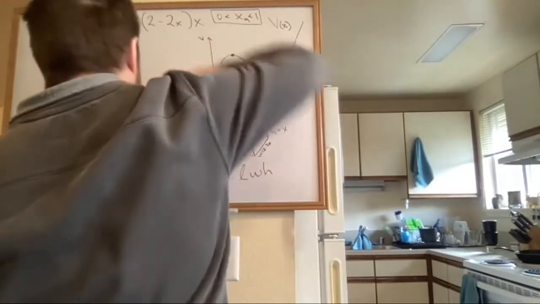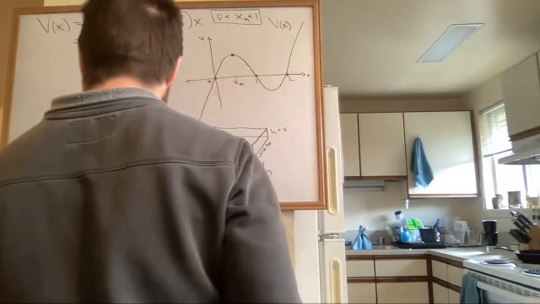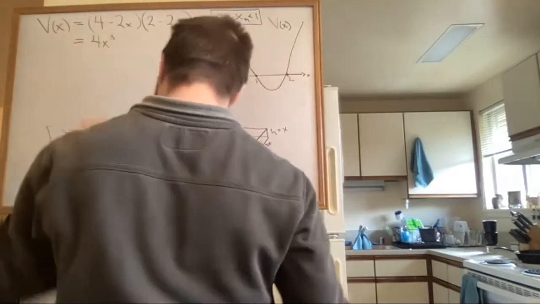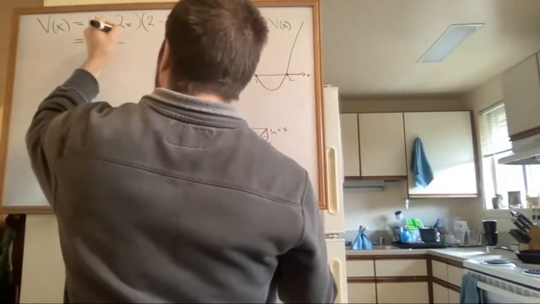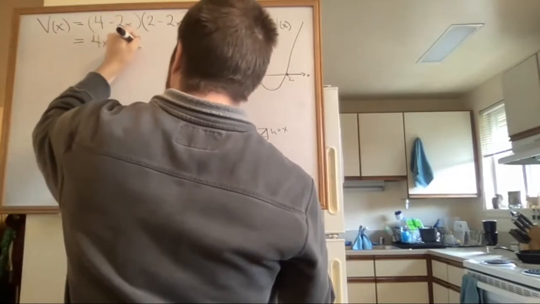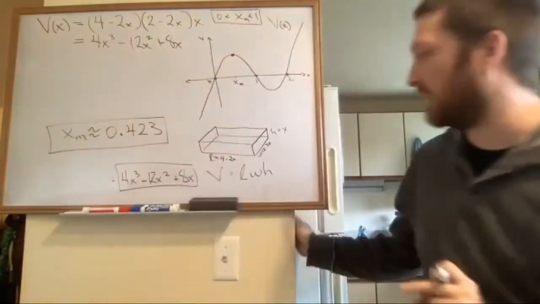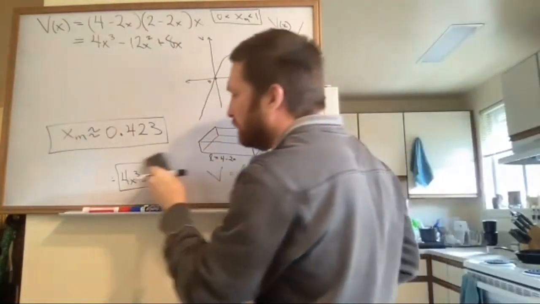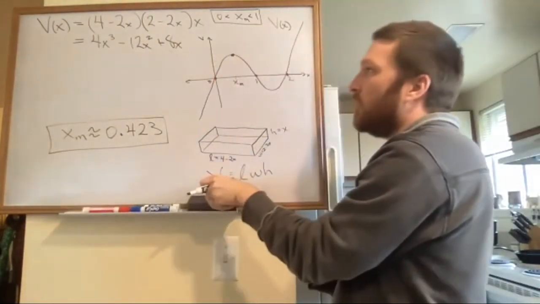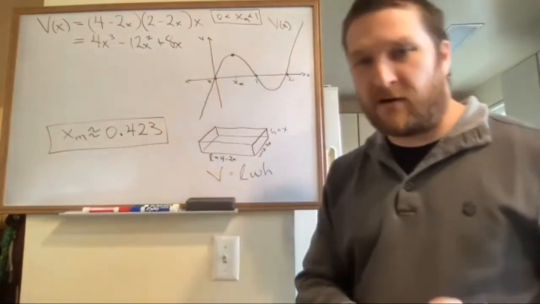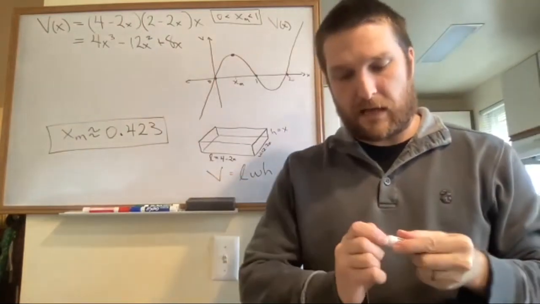Okay, what'd you get? 4x cubed minus 12x squared plus 8x. Yep, that's exactly what I got. Okay, good. So that was kind of preliminary for what we're about to do.